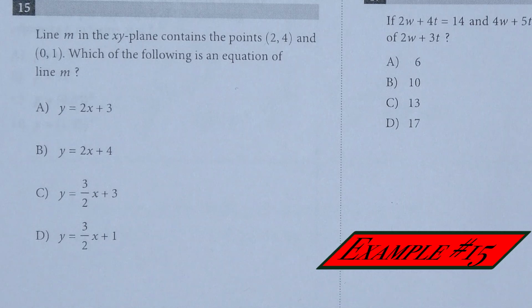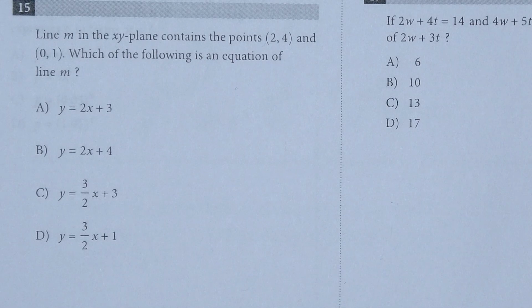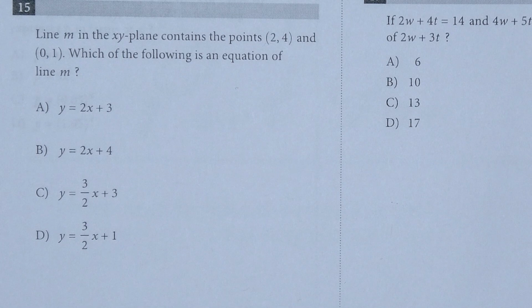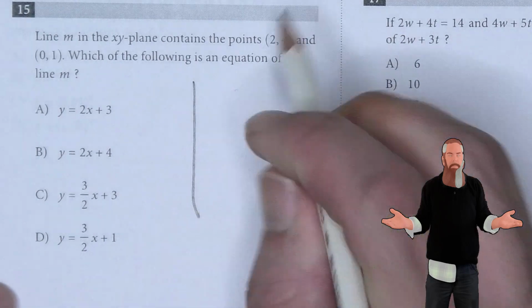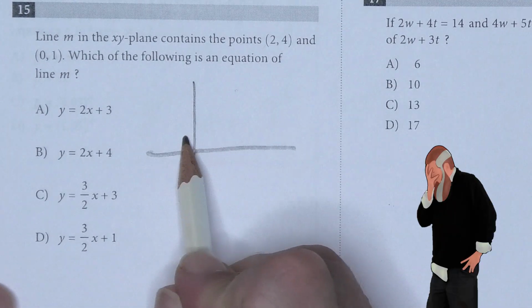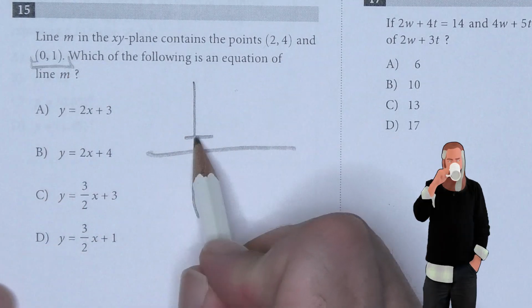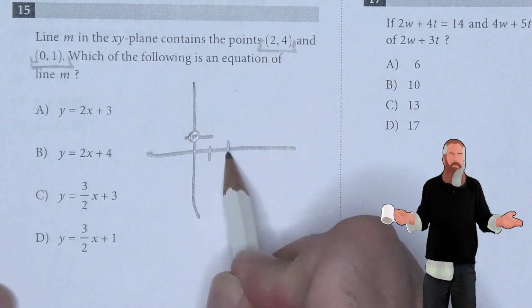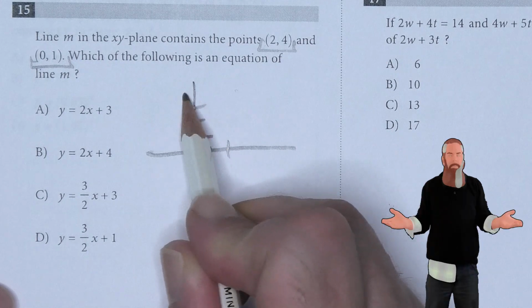Line M on the XY plane contains the points 2, 4, and 0, 1. Which of the following equations is equivalent to line M? So I'm fairly lazy, and I find that graphing is very easy to deal with. So I get my 0, 1 point, and I have a 2 point. So 1, 2, 1, 2, 3, 4.